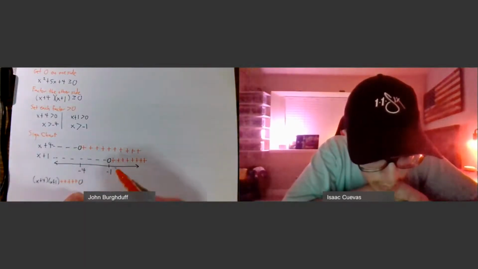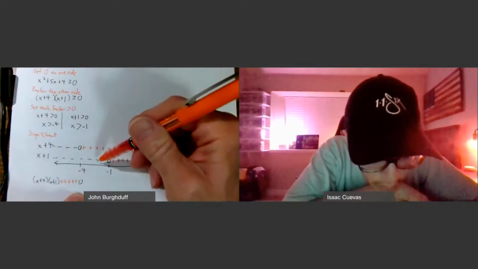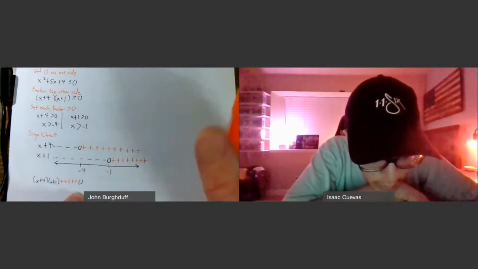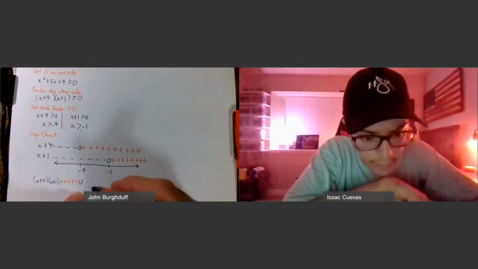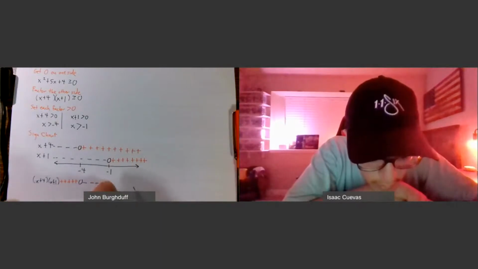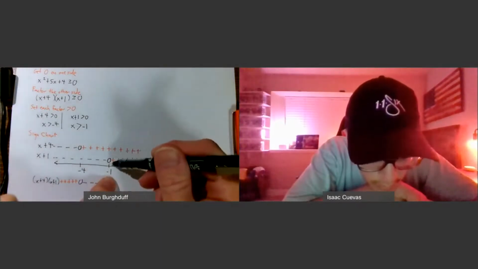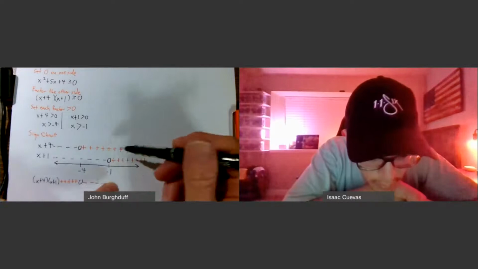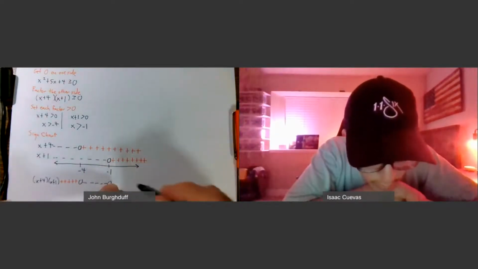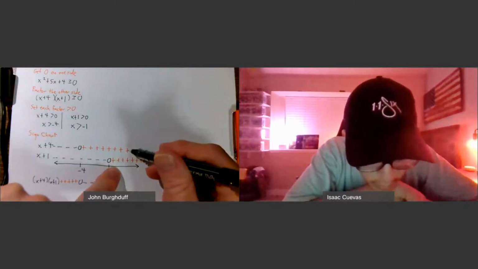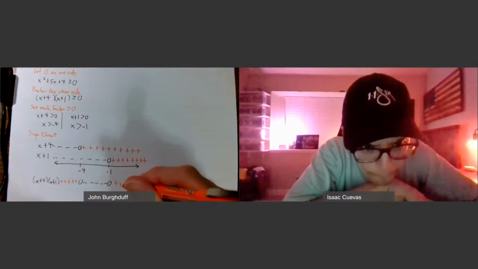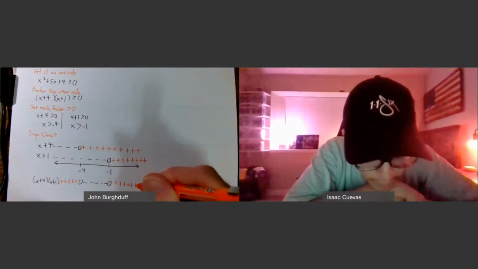Between negative 4 and negative 1, this factor is positive and this one's negative. So what happens if you multiply a positive by a negative? Gives you negative. Negative. And right here, this is positive and this is 0. So what happens if you multiply a positive by 0? 0. And then beyond that, what happens if you multiply a positive by a positive? Positive. Positive. All right.